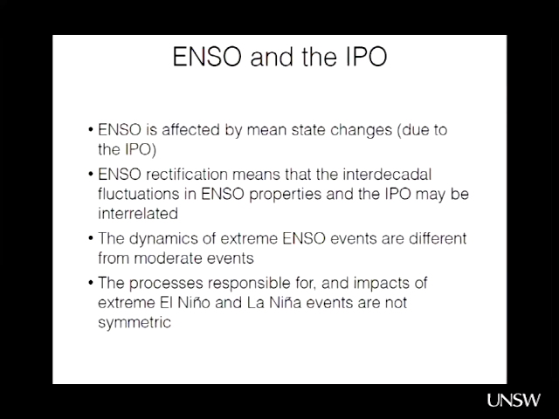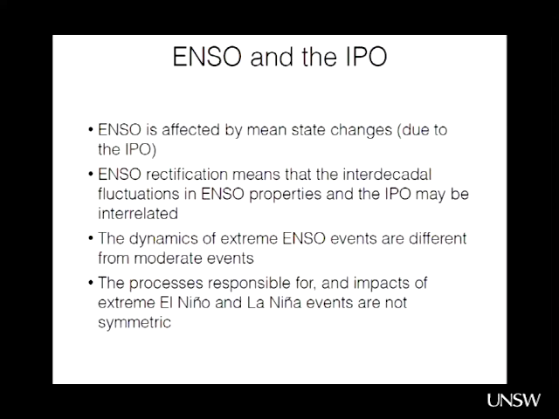So there's been a lot of work done on what changes will happen to IPO and ENSO in the future. And as I said before, for the IPO, we don't really know that well yet. For ENSO, we can sort of make some predictions based on how it changes in different phases of the IPO. So ENSO is affected by mean state changes, but ENSO also changes the background state, which is called rectification. So that also means that changes in the IPO will also be affected by ENSO. So you can't study one without the other, basically.